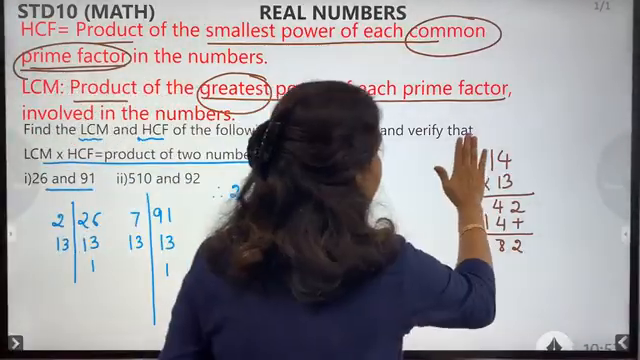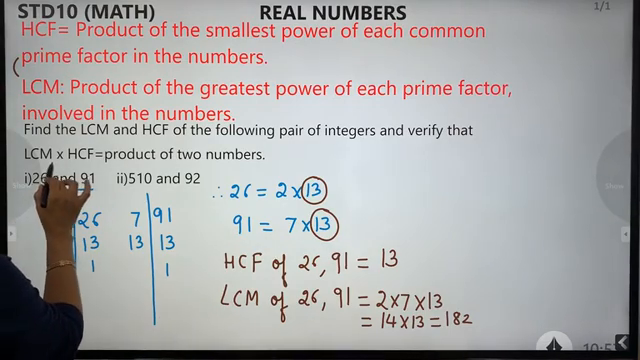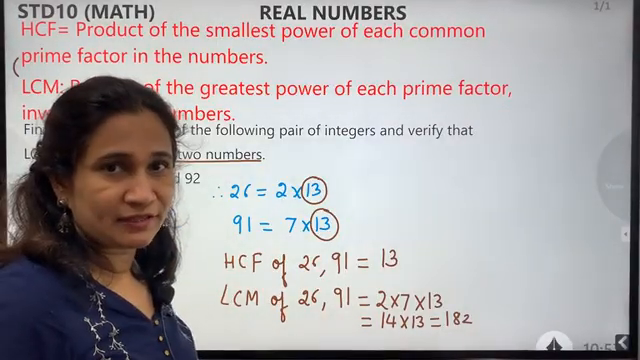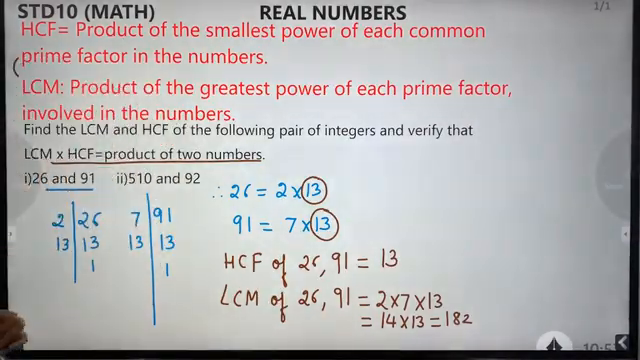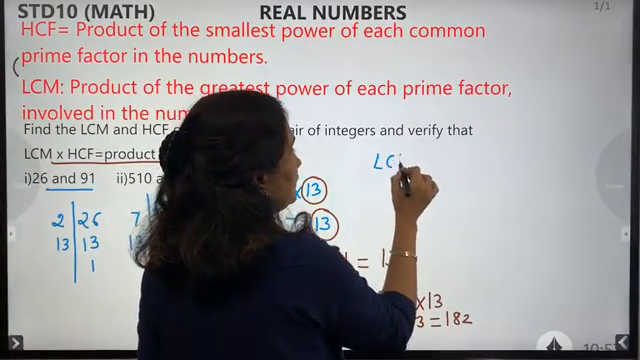Now, after finding the LCM and HCF, you have to show that LCM into HCF is equal to the product of the two numbers. Now, we got LCM and HCF. Let us see the product of LCM and HCF. How much do you get? So, now I will say LCM into HCF.